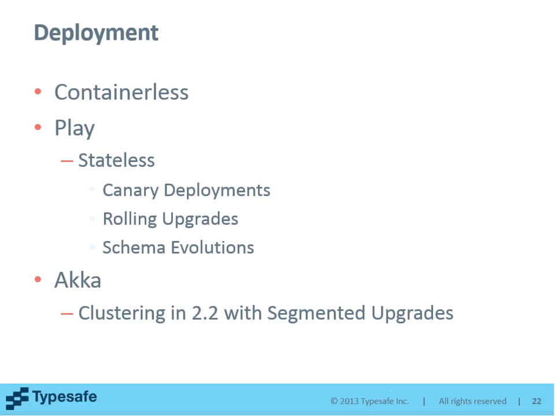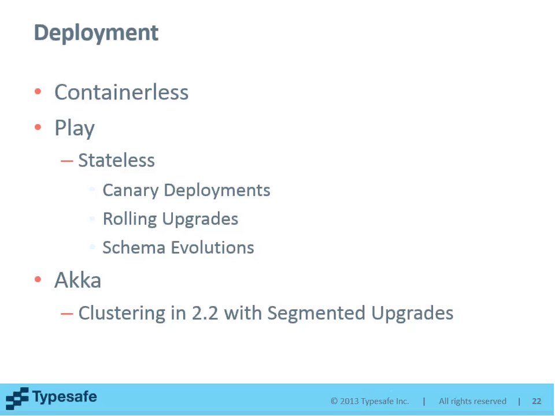You just take your Play application, you copy it to a server, and then start it up, and that's it. This is the traditional way that everyone outside of the Java ecosystem manages their deployment, and so that's the way we do it in Play. We feel that it really leads to higher productivity, a much easier way to do canary deployments and rolling upgrades and schema evolutions, those sorts of things.